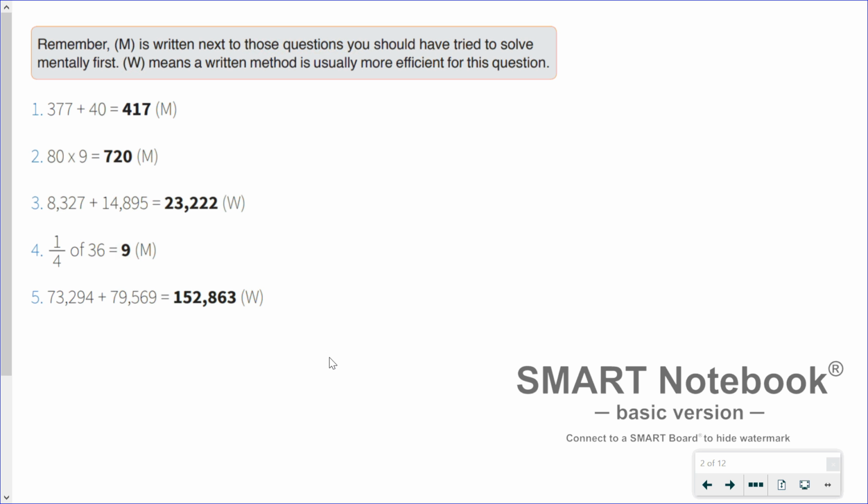8,327 at 14,895. Equals 23,222. Probably a written method for that one because there was some exchanging. A quarter of 36 just means dividing 36 by 4 and then timesing it by 1, so it's 9. So you can do that in your head. And the last one, 73,294 at 79,569. I would have definitely used a written method there, so for 152,863. Hopefully we did okay on those.